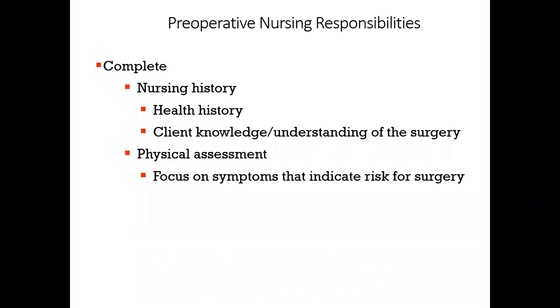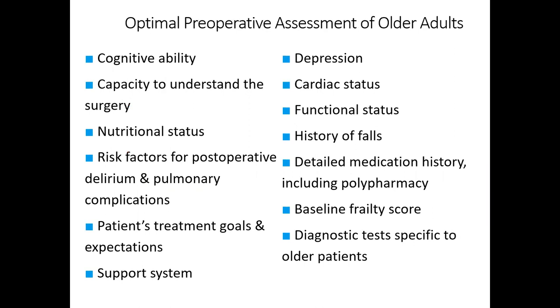And the next slide is all of the optimal assessments that you need to do for an older adult. So if you notice that there's a barrier or a risk in one of these areas, this is where you would want to start to think about what your planning would be to prevent an issue. So if your patient has a cognitive issue, right, they're not understanding the directions, they're not understanding the care, then we would want to focus on that.